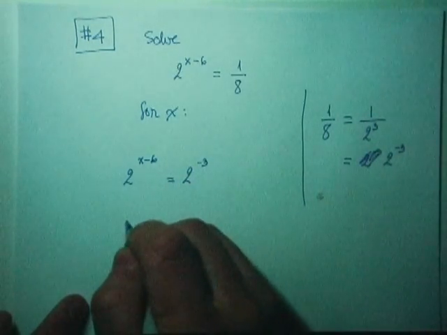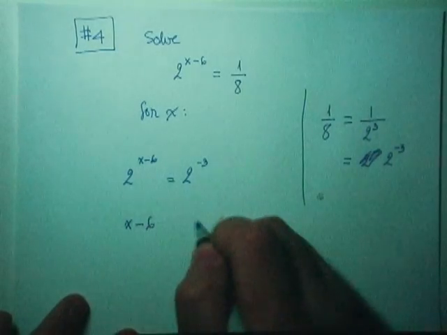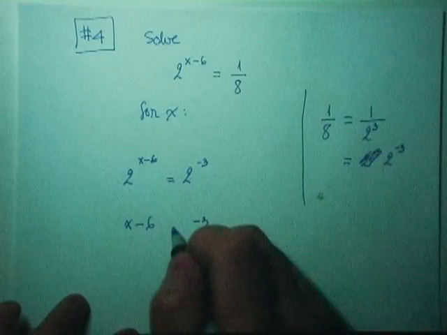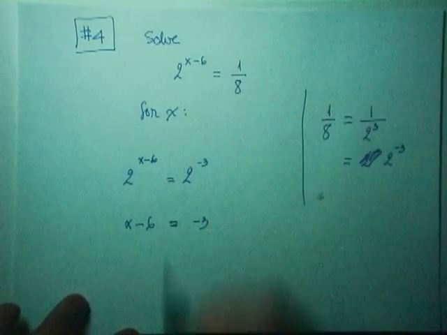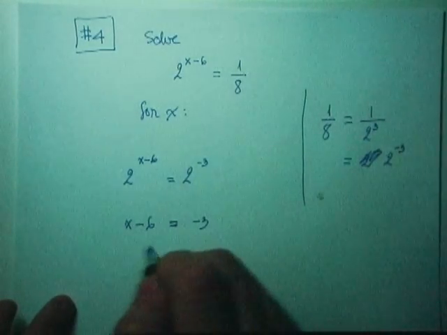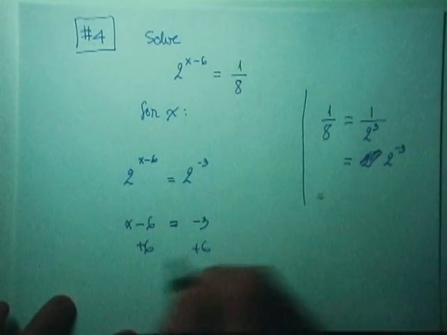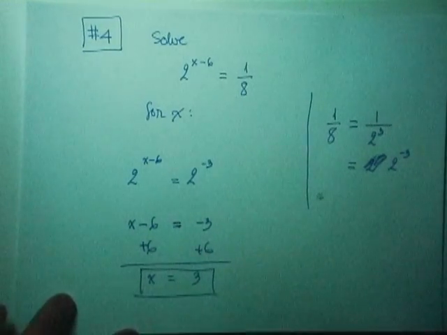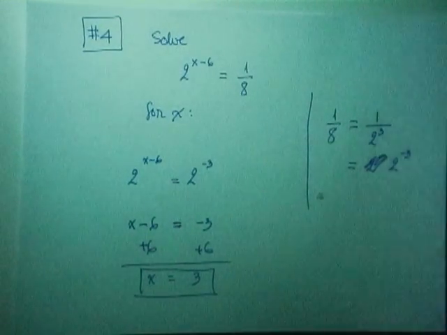So you can just simply focus on the left hand side and the right hand side just on the powers, and you set the two powers equal to each other. And now at this point the equation becomes much easier to solve. Plus 6 on the two hand sides, that gives me x equals positive 3. And this is how you solve another example, nice and easy.